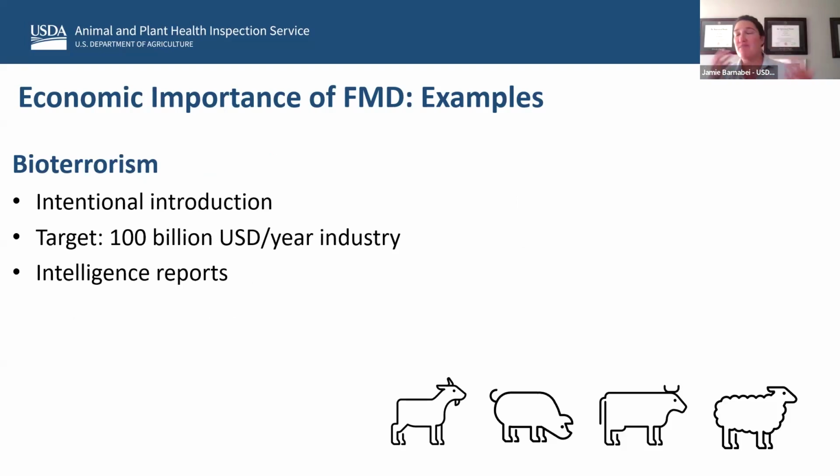And then it's something for everybody to be aware of with most of these diseases, we always kind of keep in the back of your mind an intentional introduction. So agroterrorism or bioterrorism, somebody who wanted to disrupt our economy, right? We have a $100 billion per year industry in our animal agriculture. It certainly makes for a nice target for somebody who wanted to do a lot of damage.